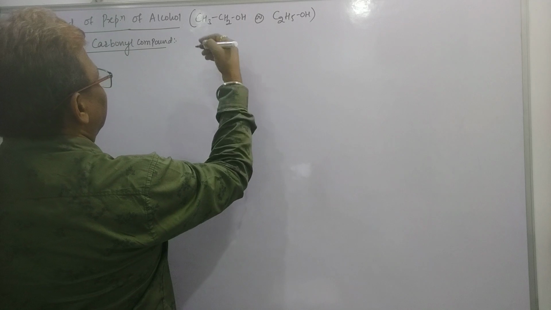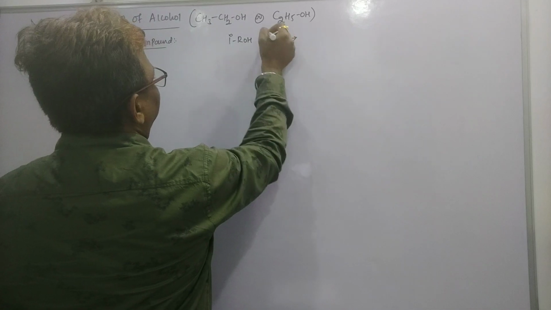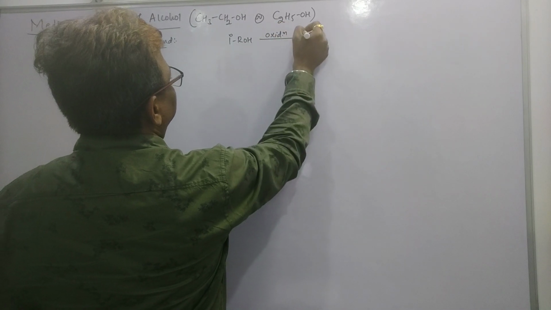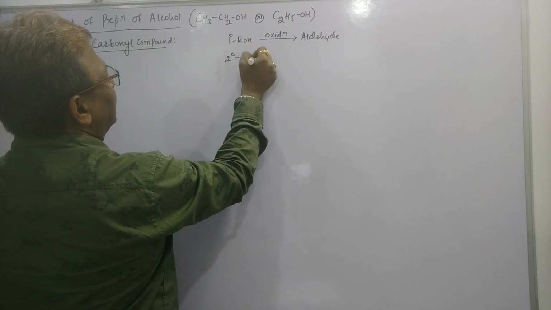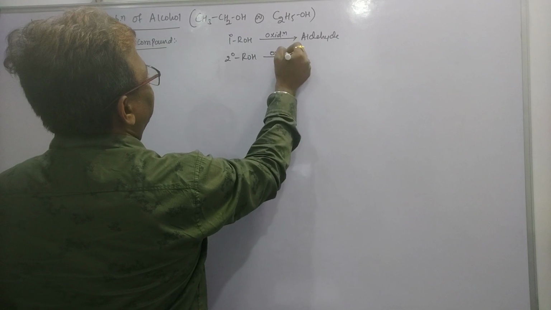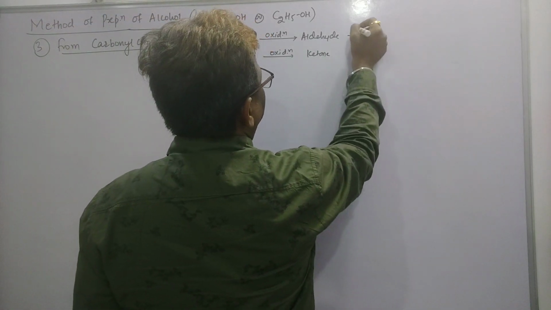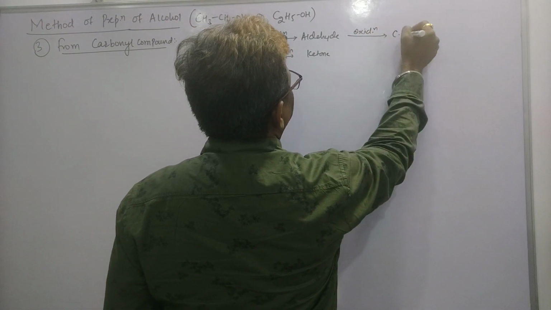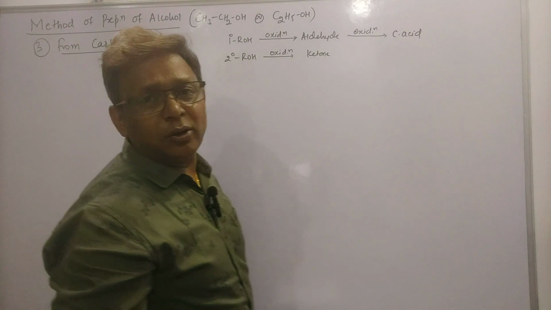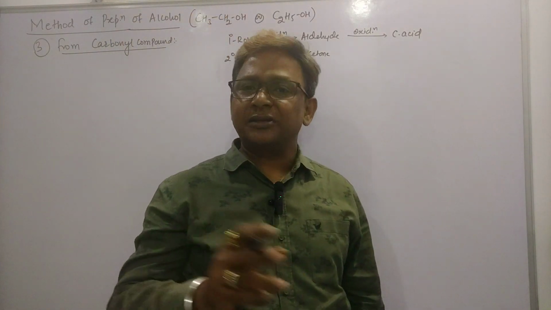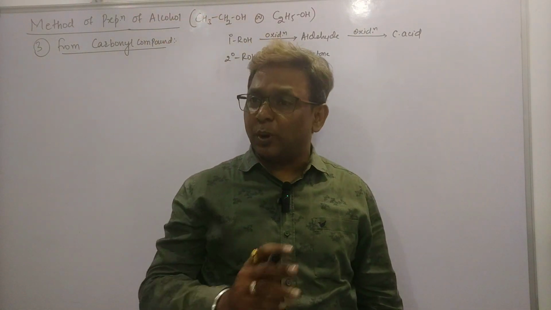Suppose I am having a 1 degree alcohol, beta. 1 degree alcohol on oxidation gives rise to aldehyde, and if I have secondary alcohol, then on oxidation it gives rise to ketone. This is the concept. Even aldehyde further undergoes oxidation and gives rise to carboxylic acid, COOH group. Ketone cannot undergo oxidation at normal condition, but under drastic condition it can oxidize and gives a mixture of carboxylic acid, and it is based on the Popov rule.